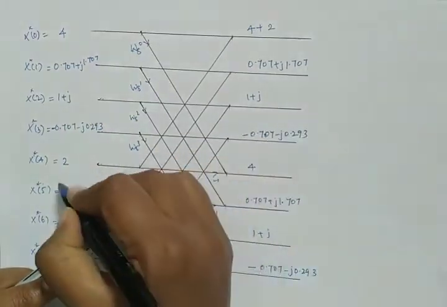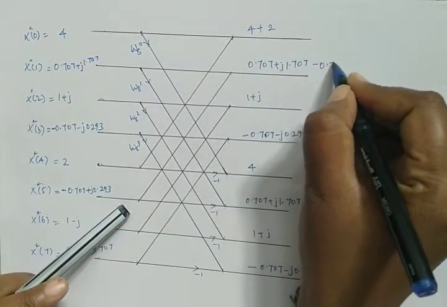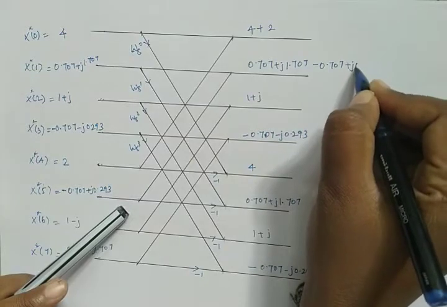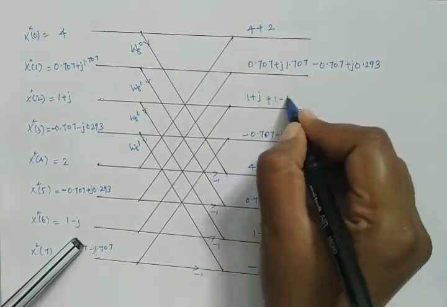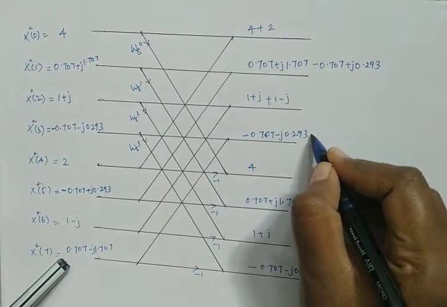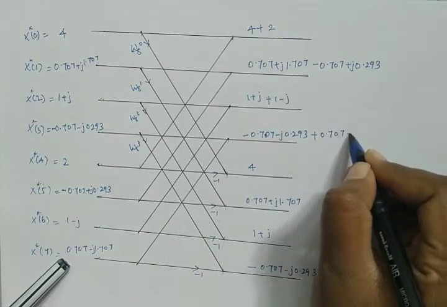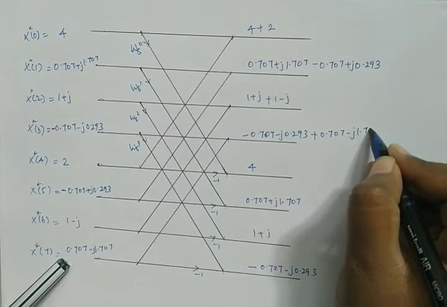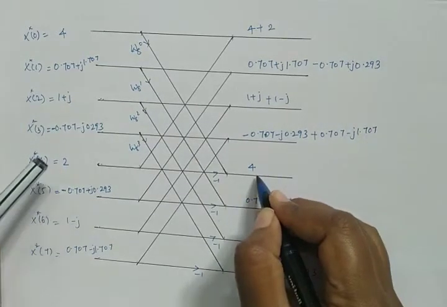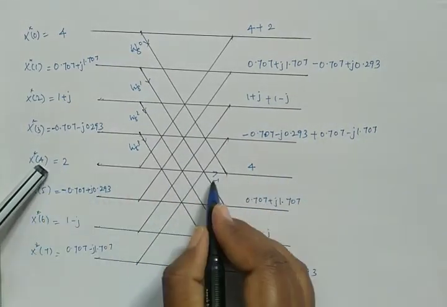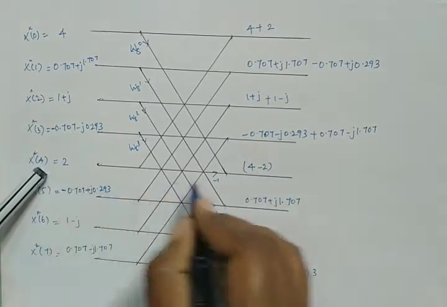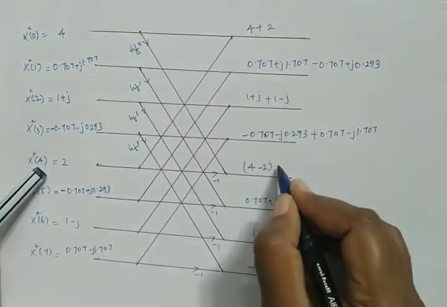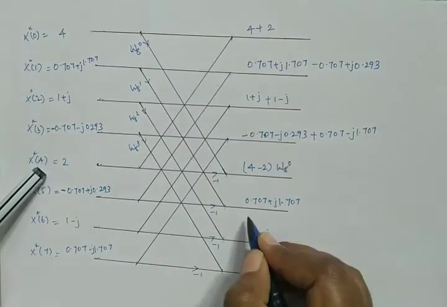Now check this. Here we have minus 0.707 plus j 0.293. The third one is plus 1 minus j. And the fourth one is plus 0.707 minus j 1.707. Now what we have to do is multiply with this minus 1. So 2 into minus 1 is minus 2, and here we have twiddle factor W8 power 0.